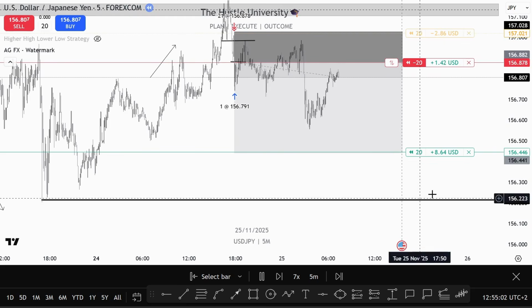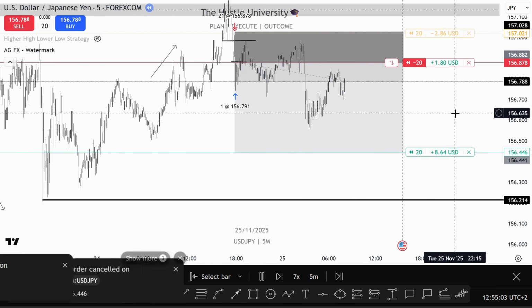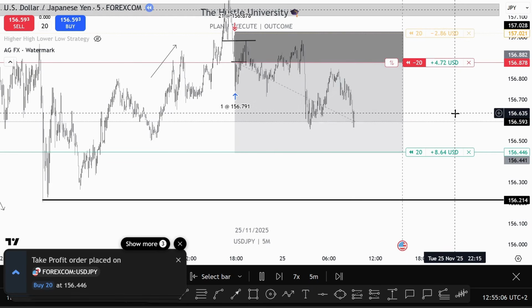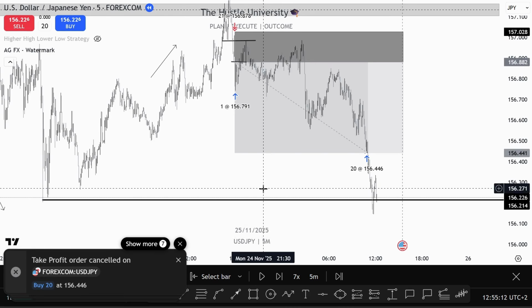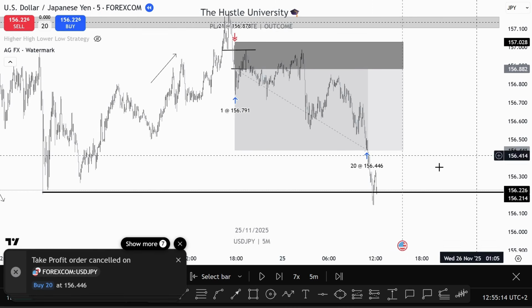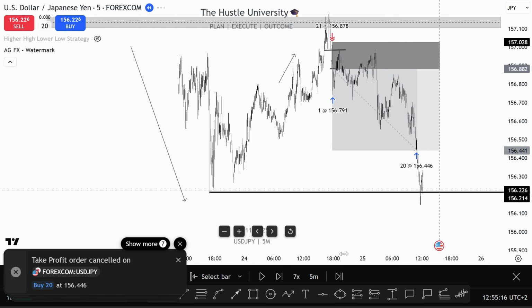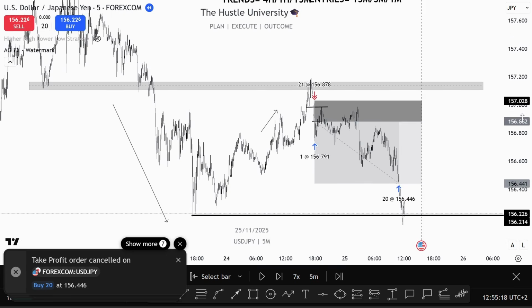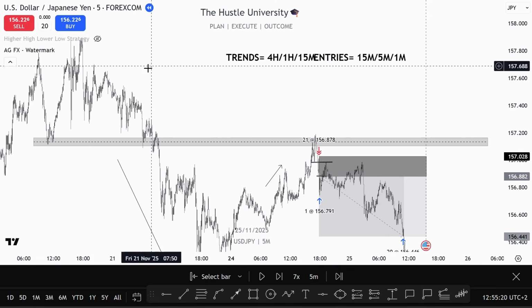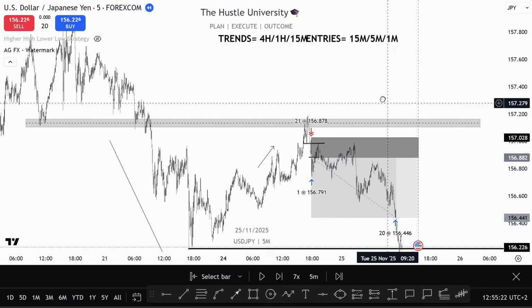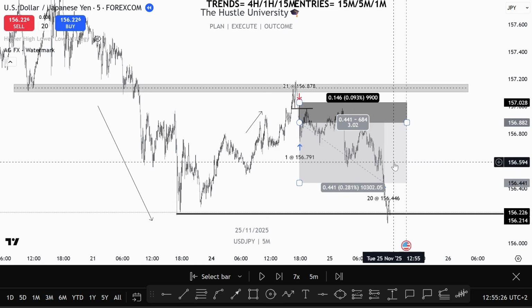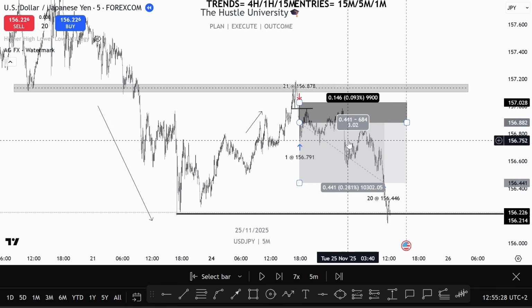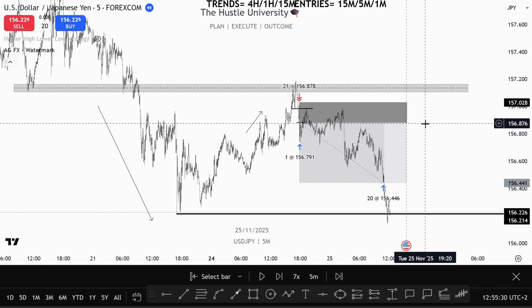So pretty much, as you can see, price was going to the downside. Price came all the way to the downside, and your TP was hit. So that means you would have had that trade, the first one that I showed you with a stop loss above here, that 1:1 would have also hit. But also this 1:3 that we always do on the Hustle University would have also hit.